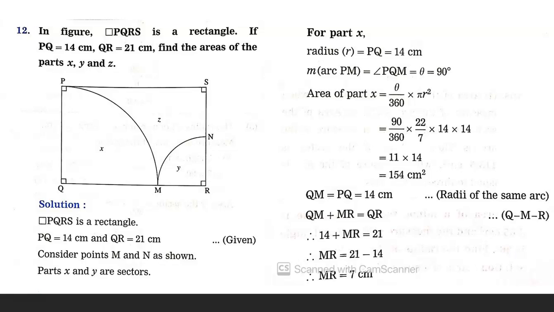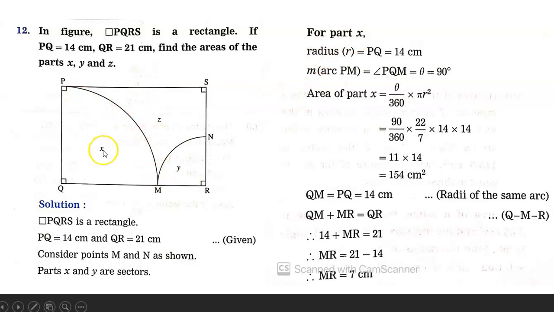Question number 12. In the figure, quadrilateral PQRS is a rectangle. If PQ is 14 and QR is 12, find the areas of parts X, Y and Z. Quadrilateral PQRS is a rectangle. PQ is 14 and QR is 12. This is the given information. Consider points M and N as shown in the figure. Parts X and Y are sectors. These are the arcs, so these are sectors.